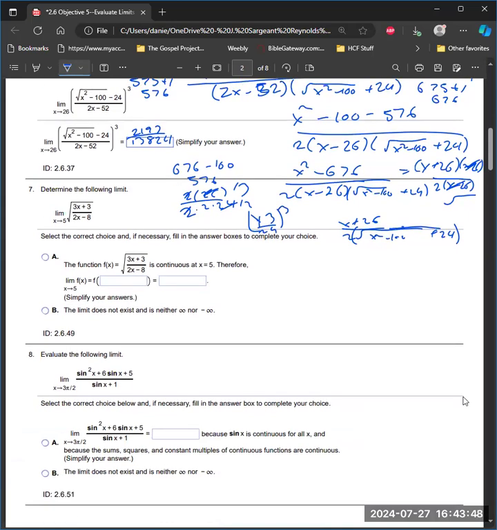But let's go ahead here and see if I can just stick in 5. 15 plus 3 is 18 over 10 minus 2 minus 8 is 2. This is root 9. That should be 3.